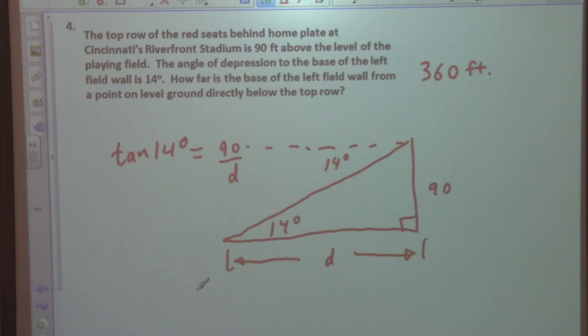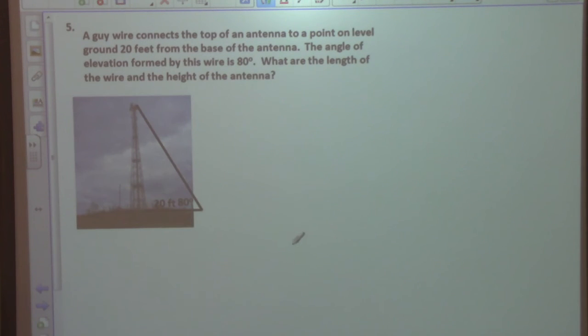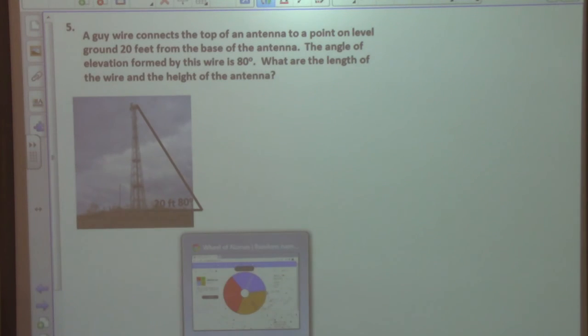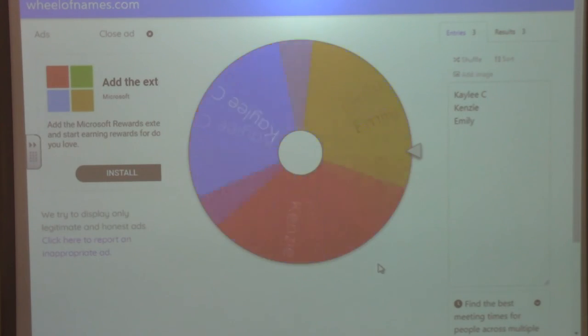So we have problem 5 here. There it is. My pen came back to me. Okay, here we go, number 5. I'm sure you've seen these around here, these antennas with the wires. So we will see. Okay, Emily, you are going to be the woman of honor right now.